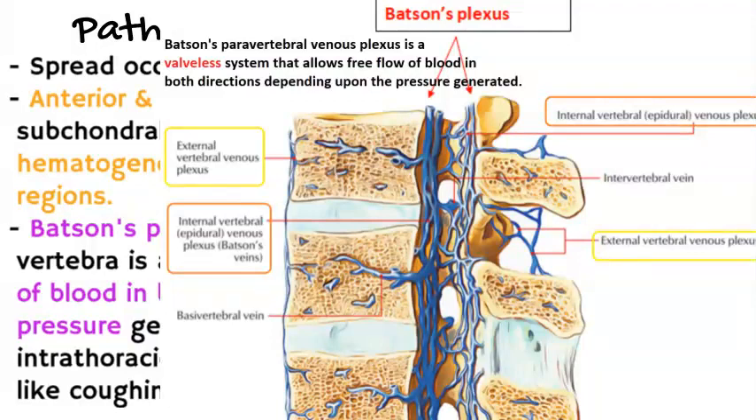This figure shows the Batson venous plexus. Again, Batson paravertebral venous plexus is a valveless system that allows a free flow of blood in both directions depending upon the pressure generated.